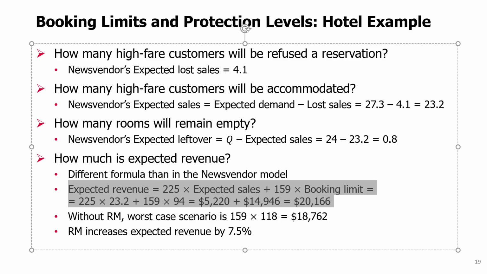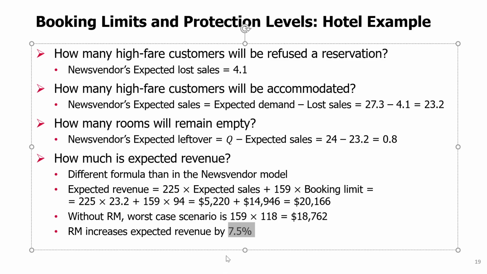Now, notice if we didn't use revenue management and we just sold, for example, all the rooms to the leisure customers, not protecting anything for the business customers, we would have a revenue of 18,762. That means revenue management increases the revenue here by 7.5%. I hope you see this seems like a small percentage, but if you recall from our revenue change to profit change arithmetic, this might mean a very large increase in profits.